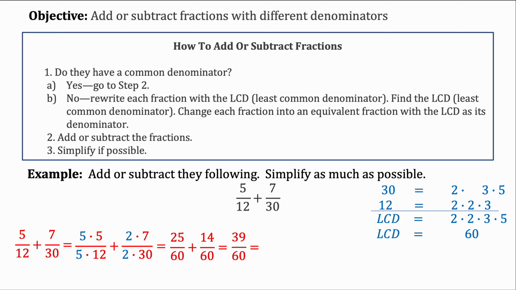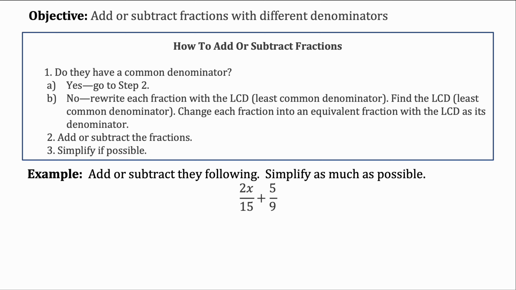Well, think about the fact that 39 is divisible by 3. It's 13 times 3. 60 is divisible by 3. It's 20 times 3. So if we remove that common factor or divide out the common factor of 3 from both of these, we get the final answer is 13 over 20. So there's an example of adding two fractions that have different denominators.